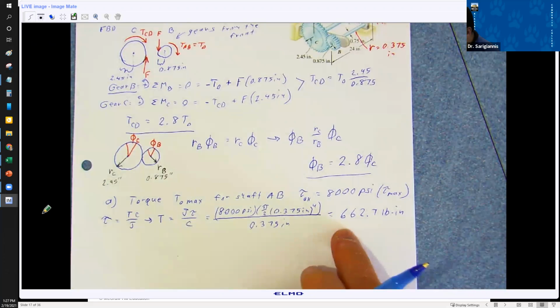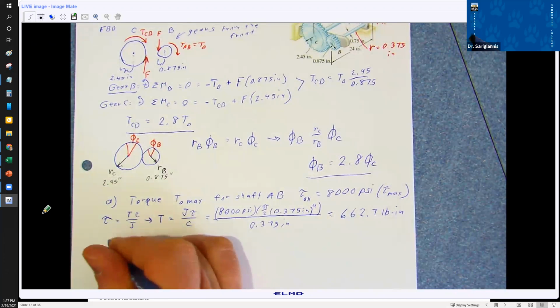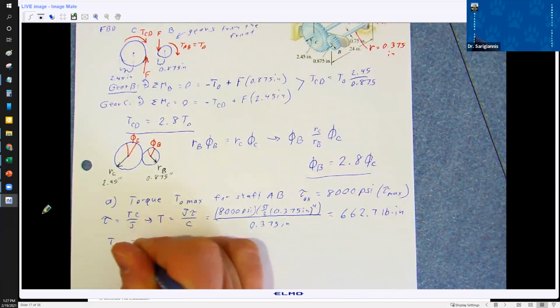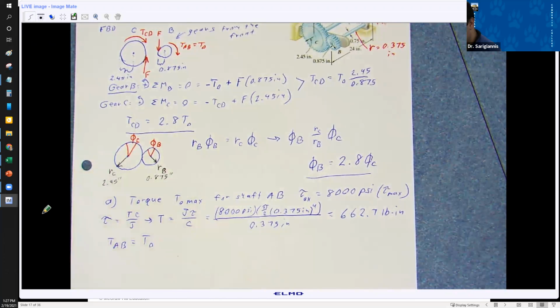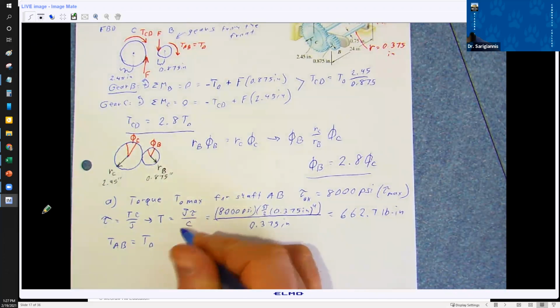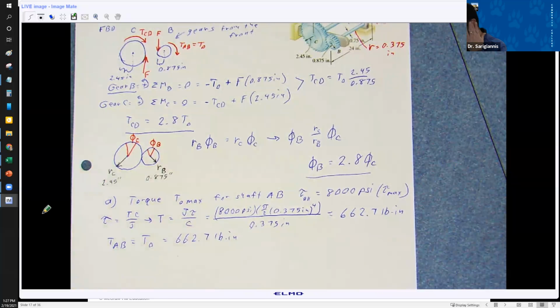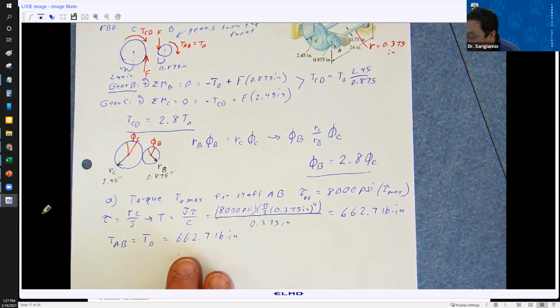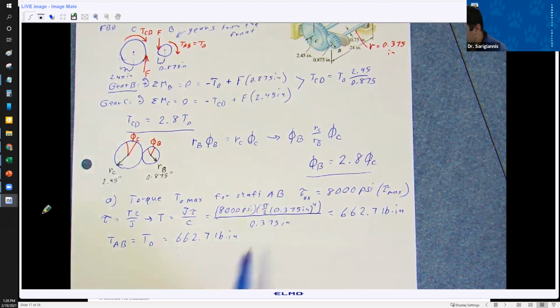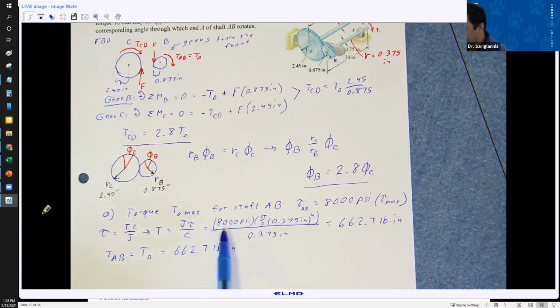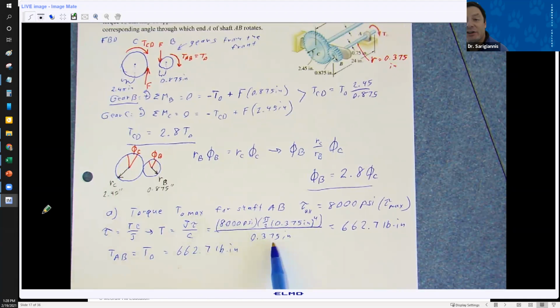This is the torque in AB, which is equal to the torque T naught, right? That's 662.7 pound-inch. Now, this is the limiting torque for AB, right? We need to find out, well, what about CD, right? This is based on the shear stress in that 0.375-inch rod.